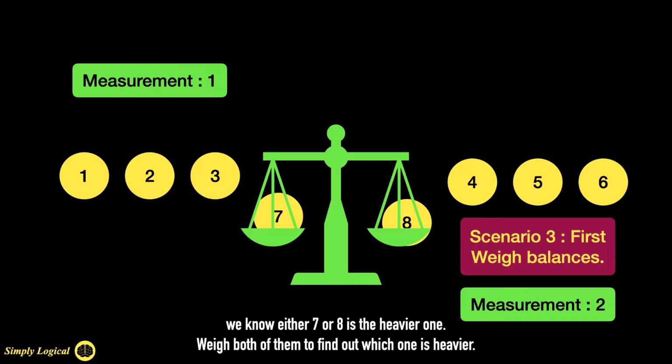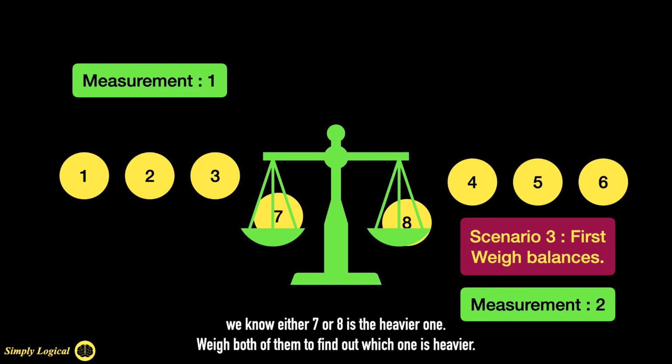Again here, the heavier ball is identified by exactly 2 measurements. Let me summarize. The first step is determining which set of 3 balls contains the heavier one. So choose balls 1, 2, 3 and balls 4, 5, 6 and weigh them. If one set is heavier, save those 3 balls.